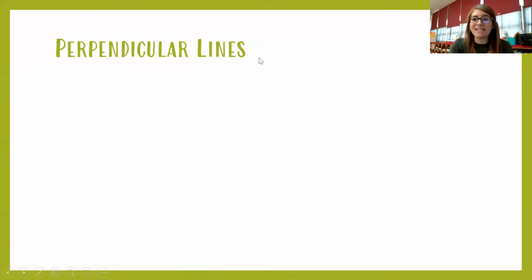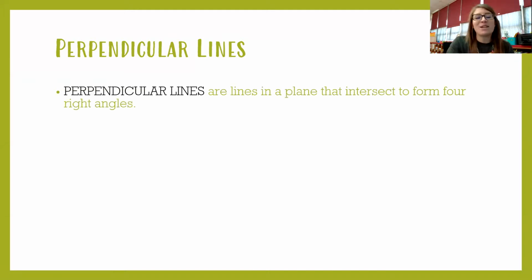And then we've got perpendicular lines. Say that word, perpendicular. Very good, perpendicular. So perpendicular lines are lines in a plane that intersect to form 4 right angles. So intersecting lines cross and just form 4 angles. Perpendicular lines form 4 right angles.